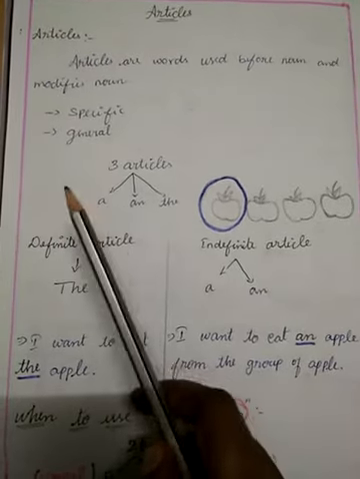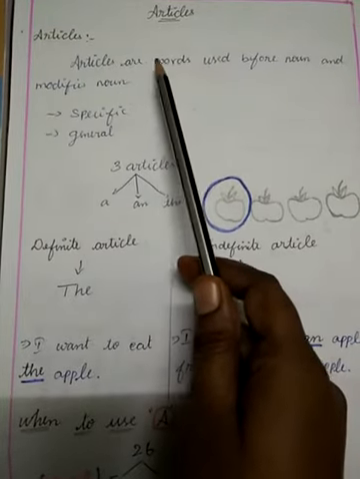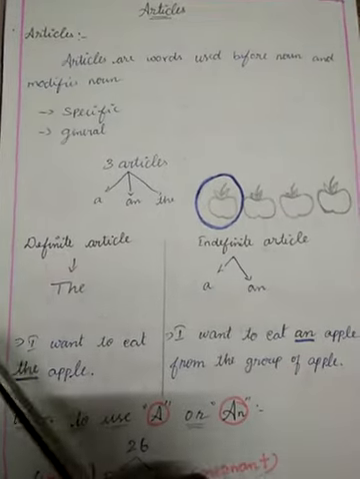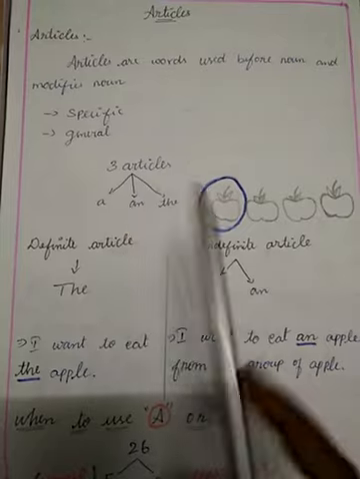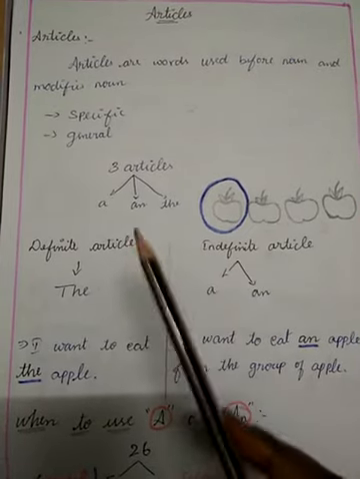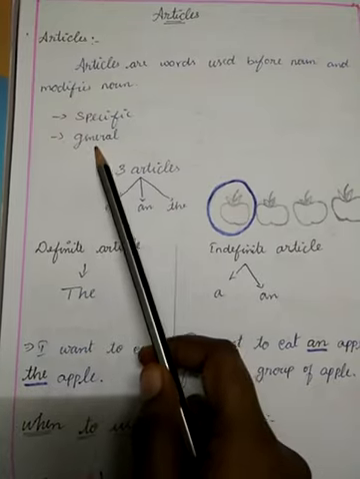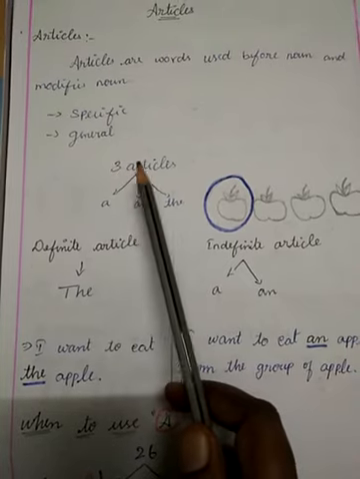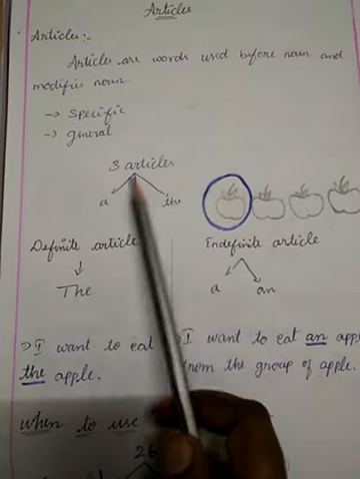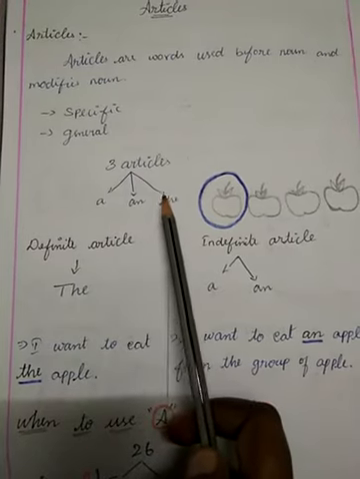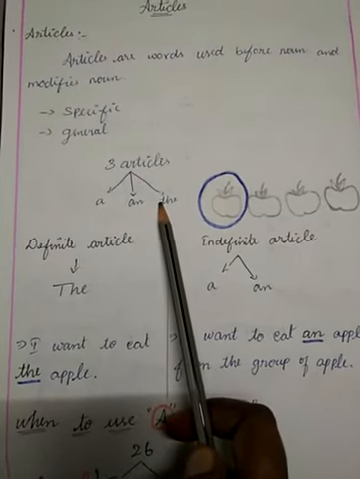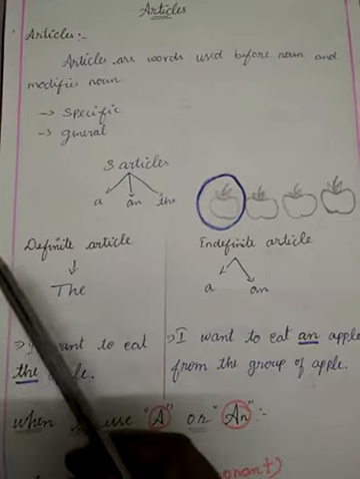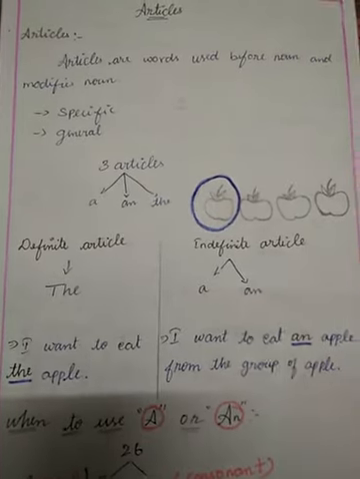So what are articles? Articles are words used before a noun and modify the noun. Articles define whether a noun is used in a specific context or a general context. So there are 3 articles in English: a, an, and the. These articles are categorized into different types as per their usage.